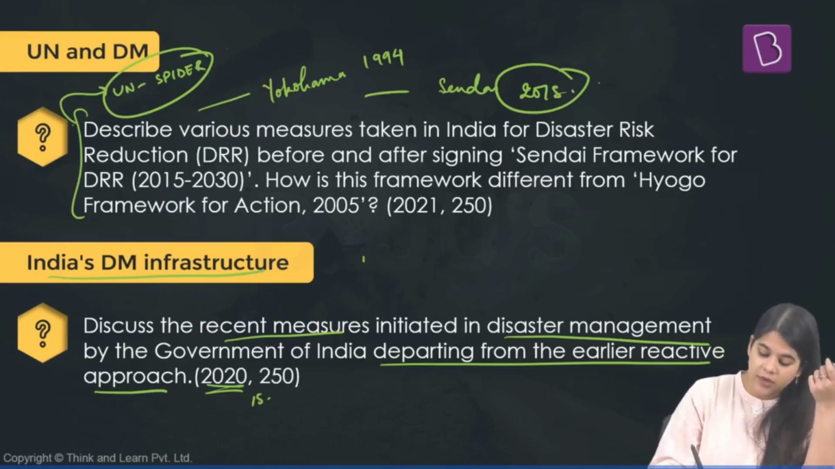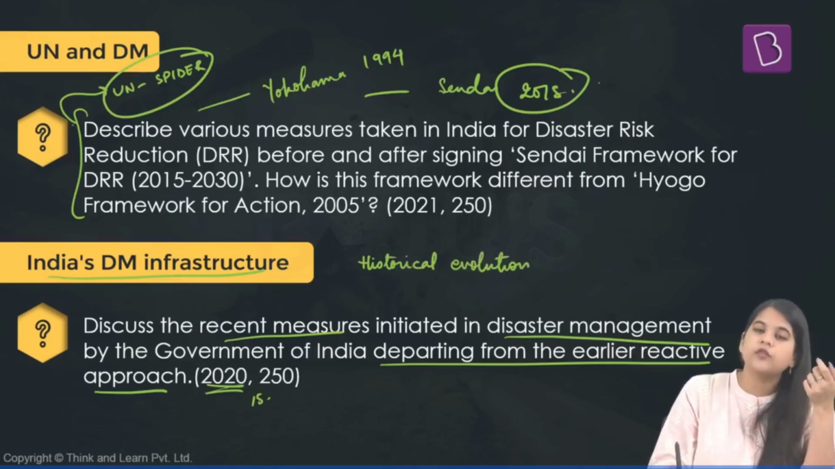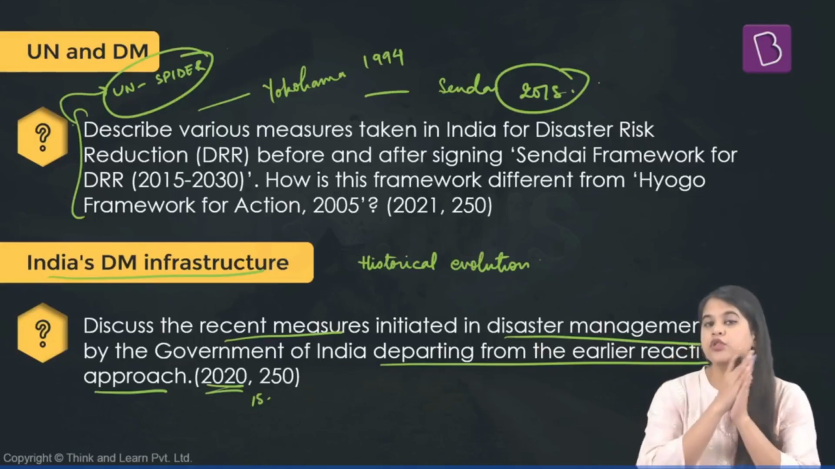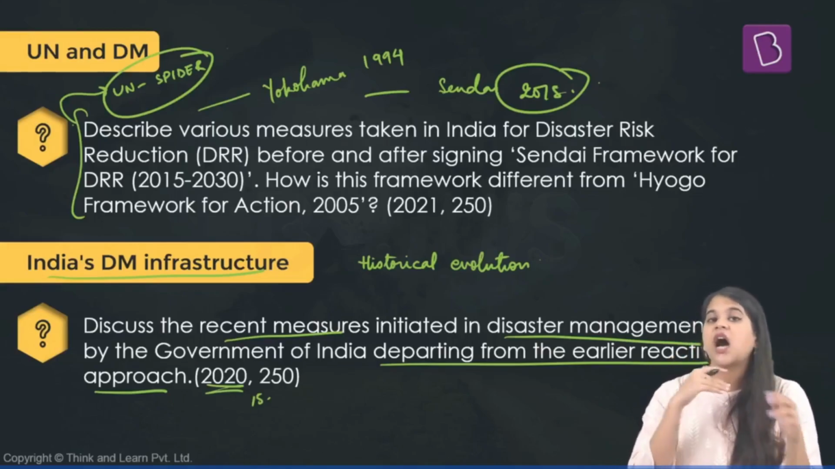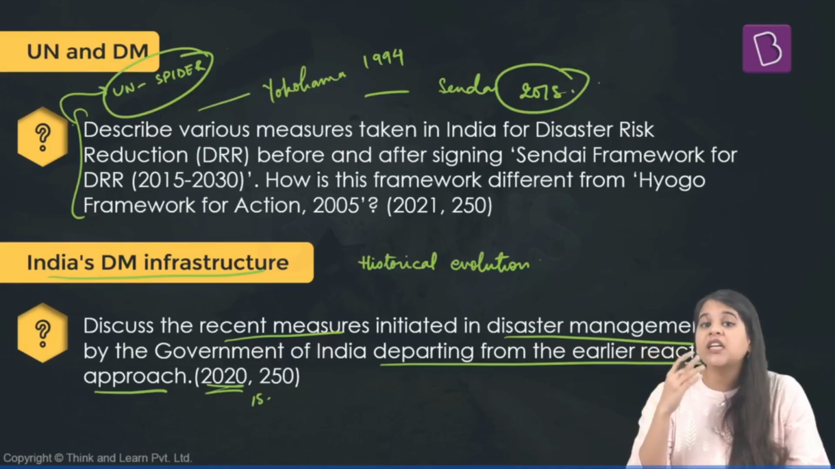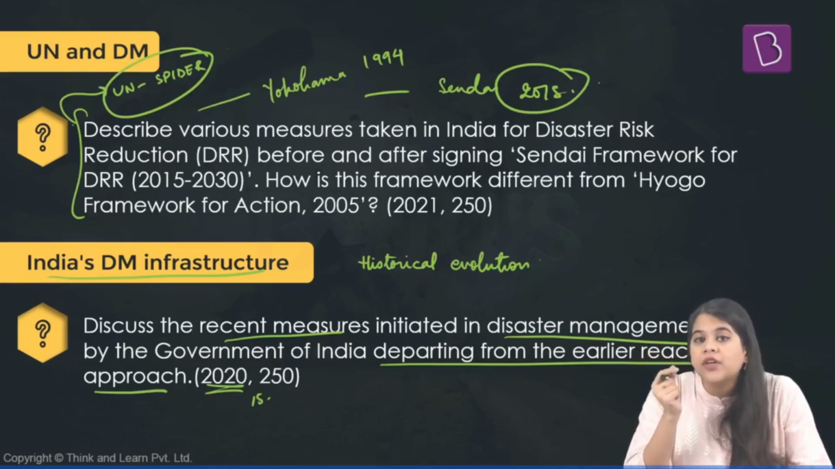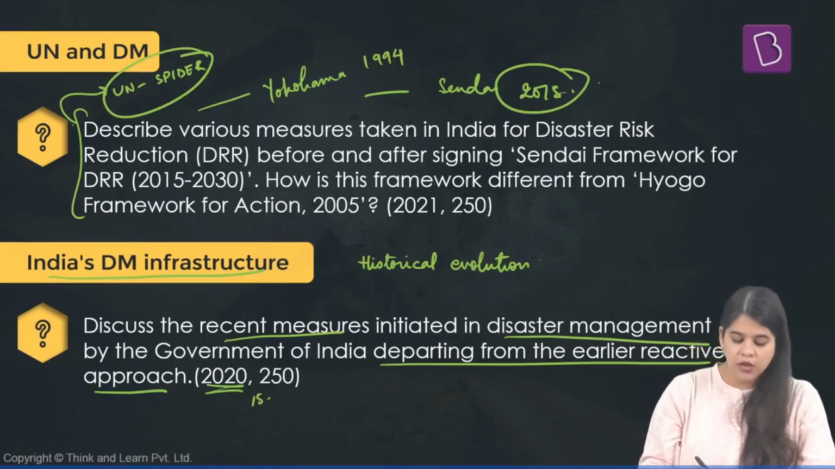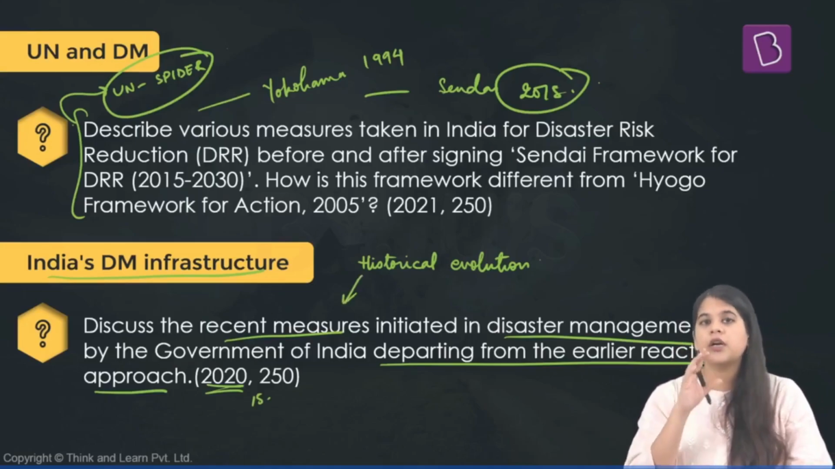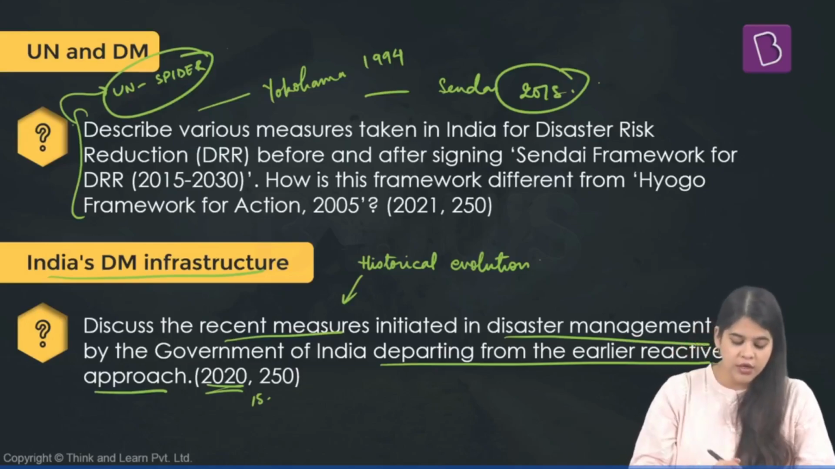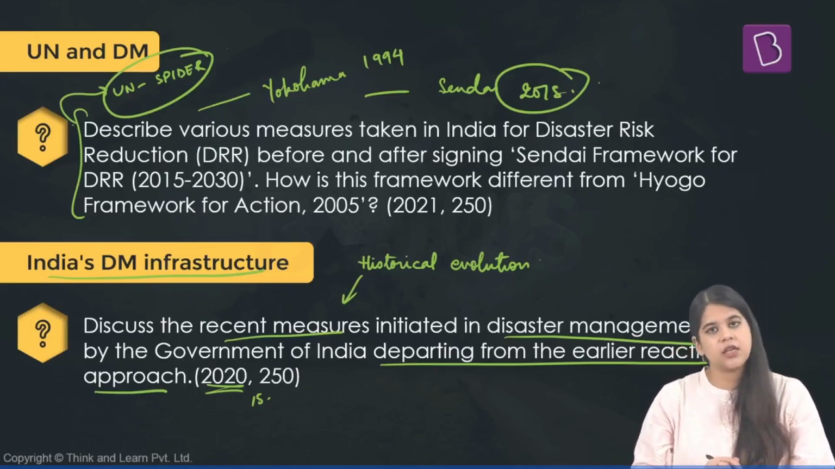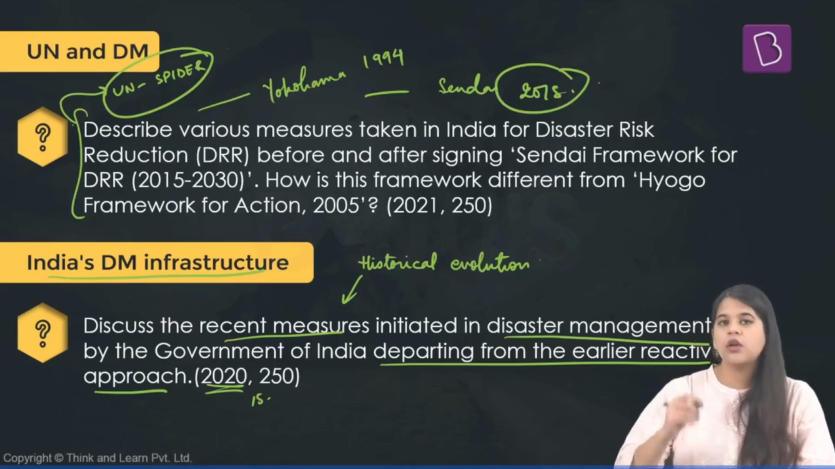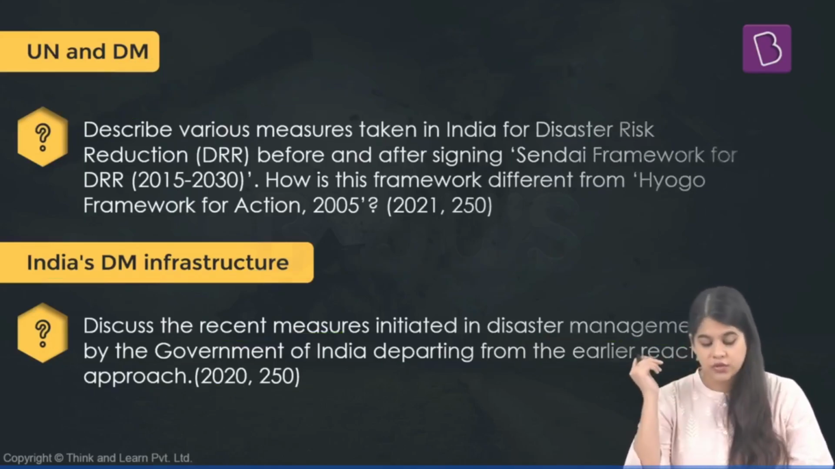So here it becomes essential that we know about the historical evolution of disaster management approaches over time, how they have changed, and in response to what events they have changed. All this will also be covered under the session on India's disaster management infrastructure. So this is all about the previous year questions.